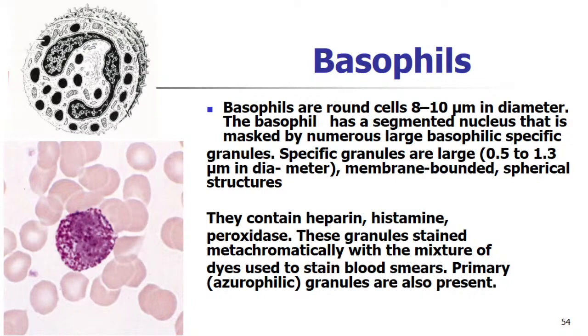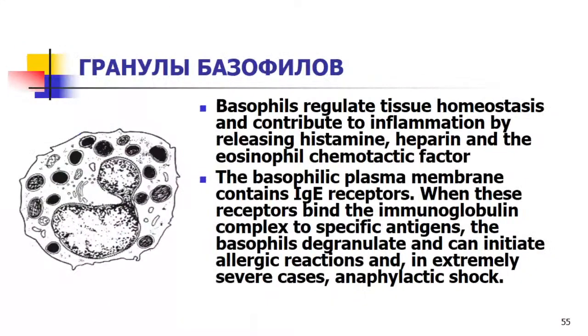These granules stain metachromatically with a mixture of the dyes in a stained blood smear, primarily as eosinophilic. What does it mean? Metachromasia. That's when the granules change the stain color, on the opposite, from blue to the red color. That happens only with basophils.